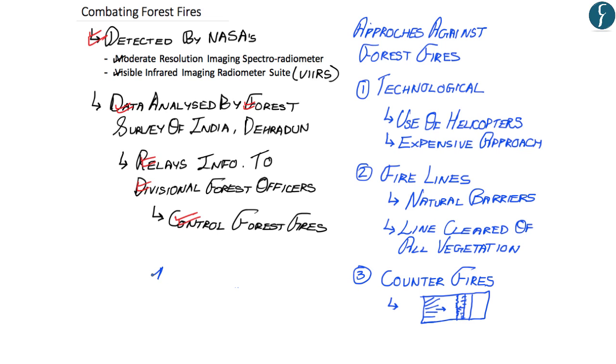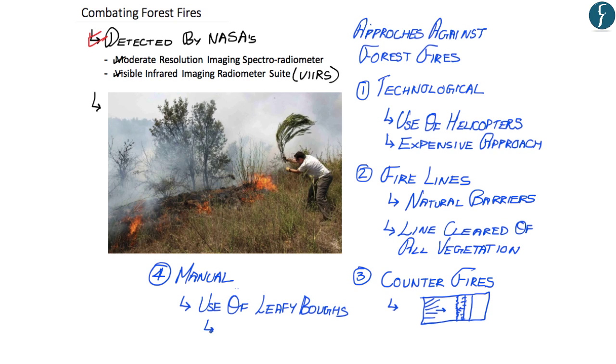Now the fourth approach given by the author is the most practical and most widely used according to the author, which is the manual approach, wherein people use leafy boughs to beat the fire out. And this is the more widely used traditional approach in India.